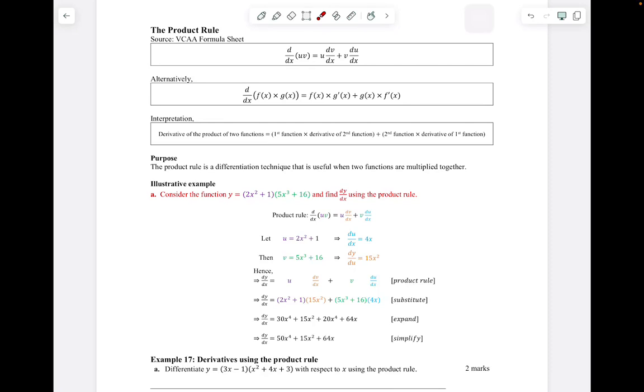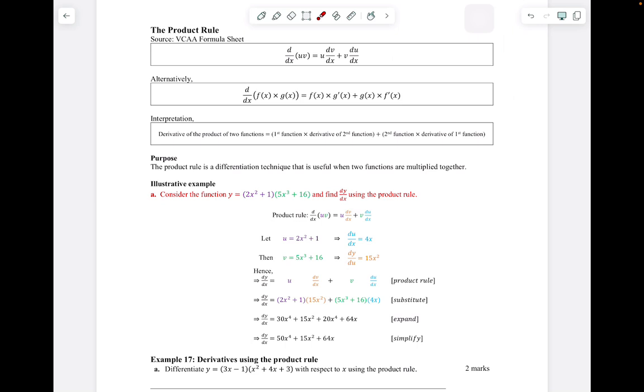In this particular video, I will be going through the concept of the product rule. The product rule is a differentiation technique that is useful when two functions are multiplied together. They don't necessarily have to be just polynomials like in the examples, because in Unit 3-4 Methods, you will be going through different types of functions being multiplied together.